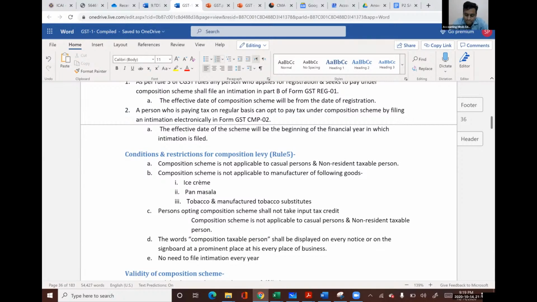The effective date of the scheme will be the beginning of the financial year in which the intimation is filed. If on October 31st you are filing the intimation, then your registration will be under composition scheme from April 1st of 2020. Make sense? Yes, sir.